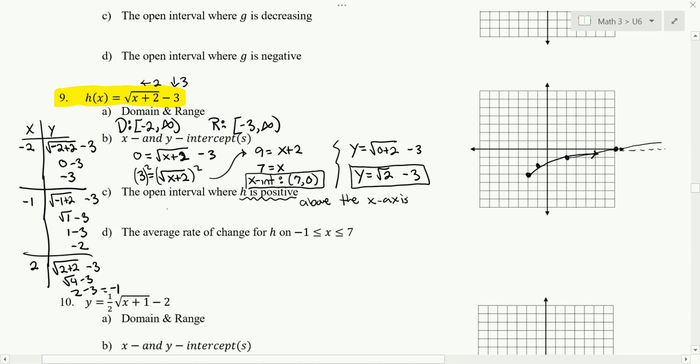So it's an open interval, so only use parentheses when it says open interval. So starting at 7 and continuing on as far to the right.